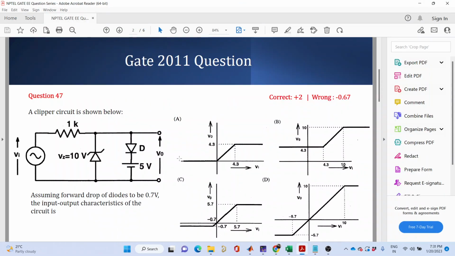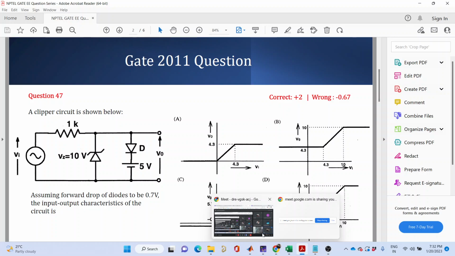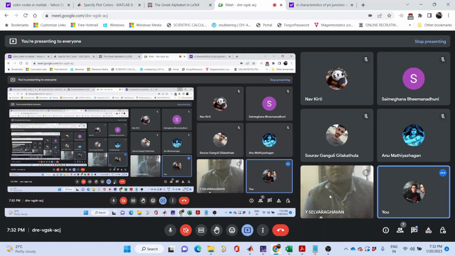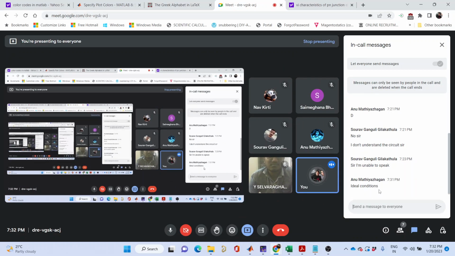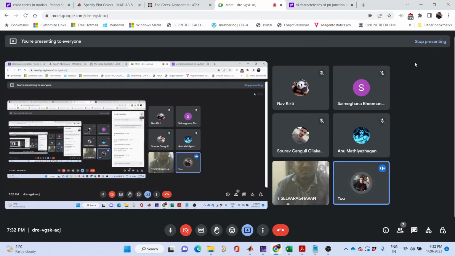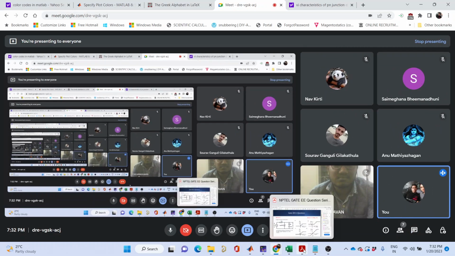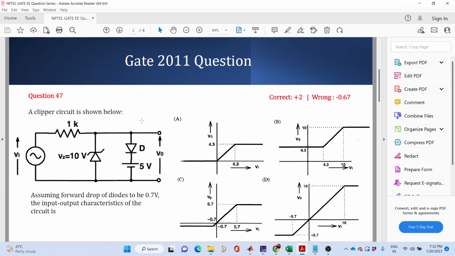Okay. So what was I saying? I was saying, when do you think V0 equal to Vi would happen? Somebody was saying ideal condition. What do you mean by ideal condition? Anu is saying ideal condition. Okay, no, it's not ideal condition. So just look at the circuit. What does your intuition say? When can V0 be equal to Vi?